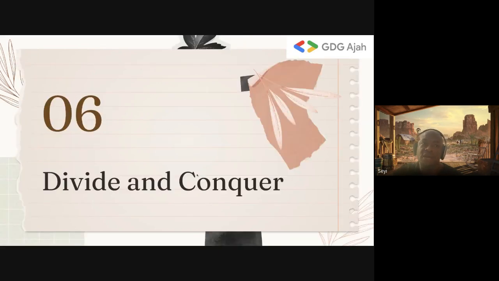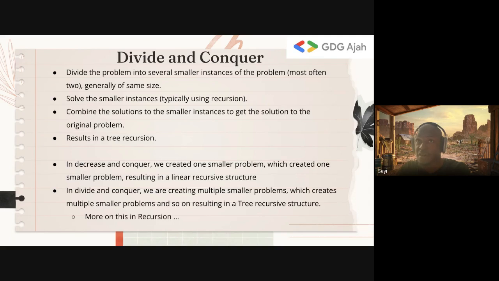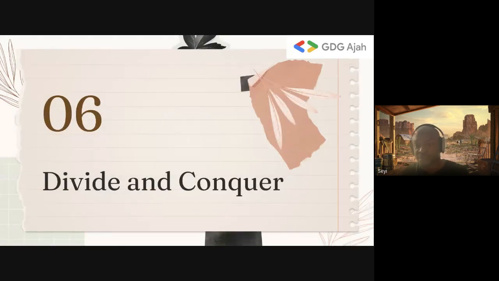Okay, so now we've seen decrease and conquer. Decrease and conquer reduces the problem space by one and creates a new problem. But in divide and conquer, we divide the problem space into multiple problems. So instead of creating one sub-problem, we create multiple sub-problems. Do you have any questions on decrease and conquer before we go to divide and conquer? Because it's going to get very interesting from here going forward.